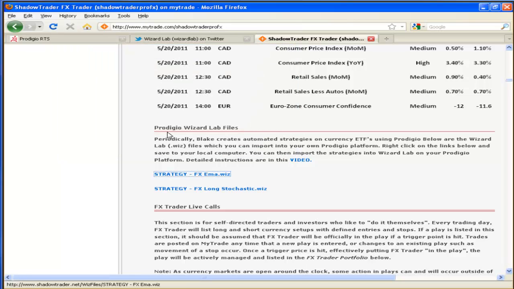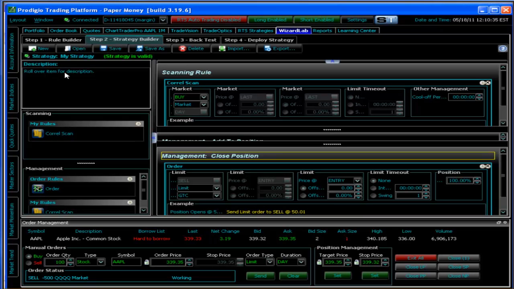Now that I have those saved, all I need to do is go into my Prodigio platform and into my Wizard Lab. Once more, for all of you who are new out there, Wizard Lab is the tab inside Prodigio that allows you to design and build automated trading strategies. We're going to talk a lot about how you do that, but more importantly, how you tweak the strategies and how you can combine rules together.